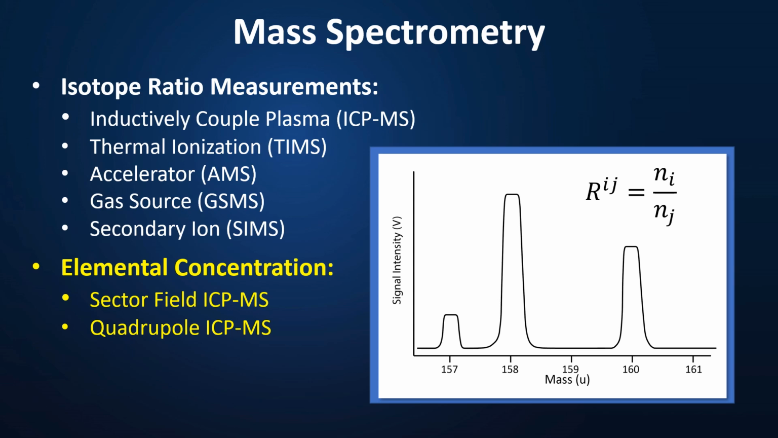Elemental concentrations are also measured by mass spectrometry. Typically, sector field or quadrupole ICP-MS instruments are used for these types of measurements. The way these instruments might be used for half-life related measurements is for the identification and quantification of contaminating or interfering radionuclides in activity measurements of a target nuclide.